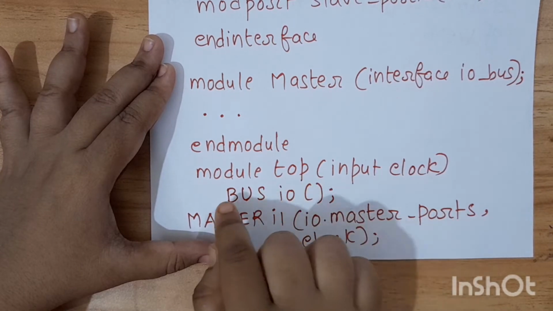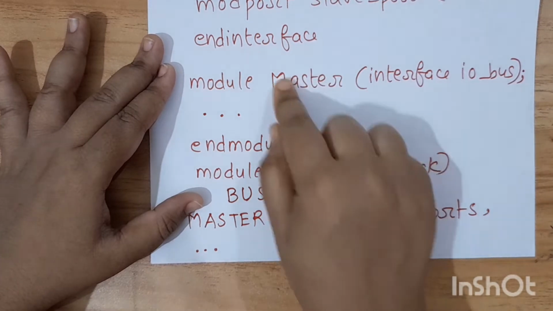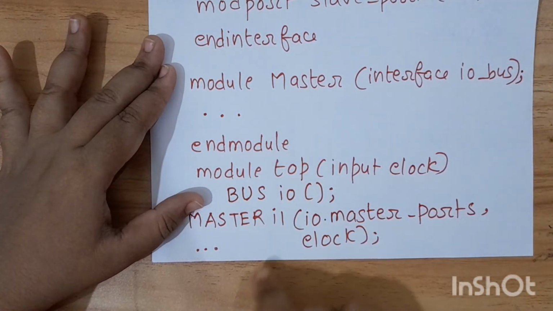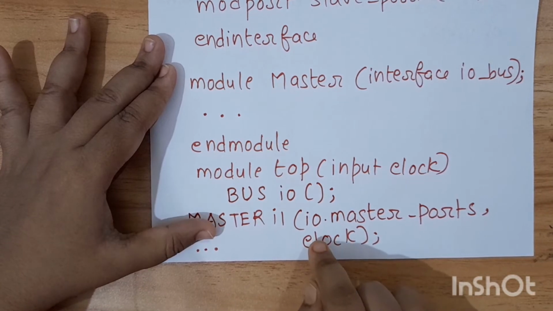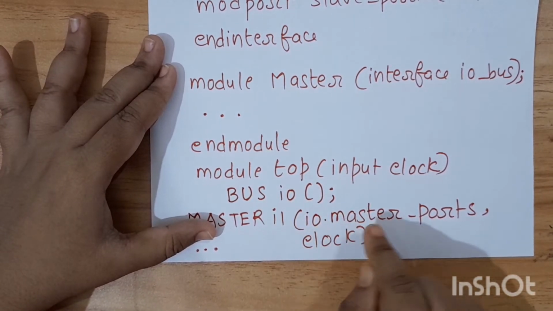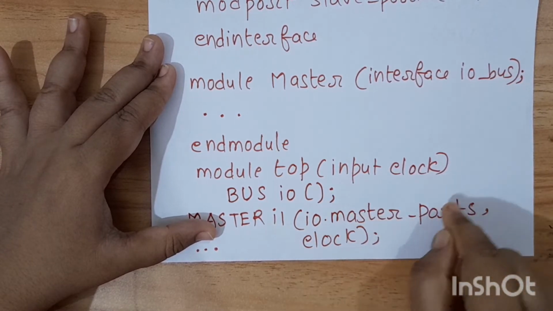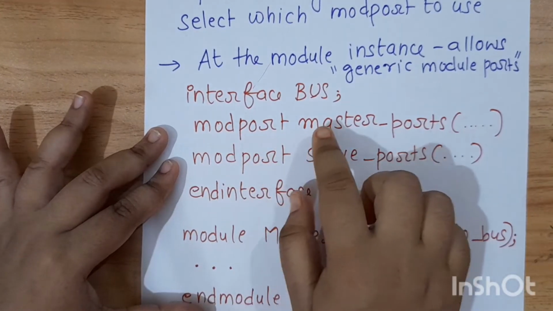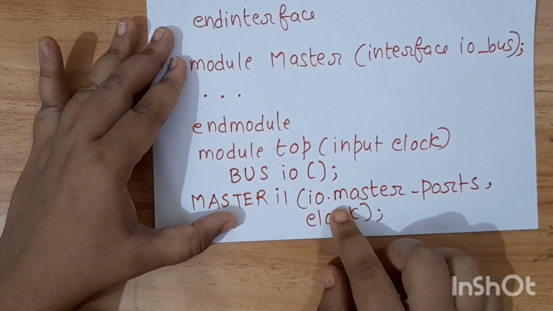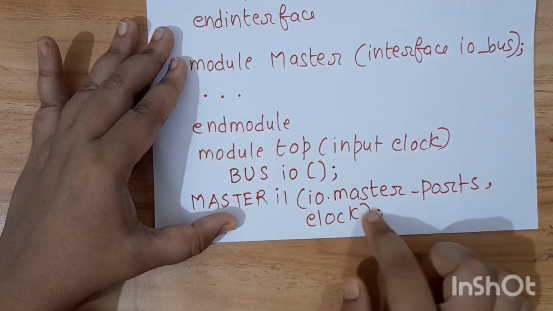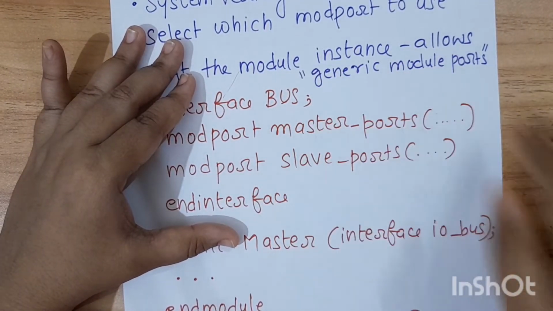So this is an instance of the bus interface. Now the module master is instantiated in the top module. I1 is the instance name of the module. Now you see the connection: IO dot master_ports. IO dot master_ports is the modport master_ports. This is how the connections are done: IO dot master_ports, comma, clock, bracket close, semicolon. This is the generic way of modport connection.